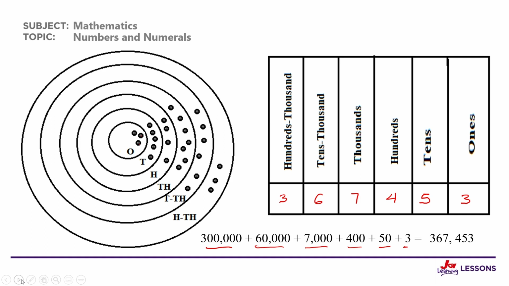We said 3 are under hundreds of thousands, which is 300,000. 6 under tens of thousands, which is 60,000. Then we have 7 under thousand, which is 7,000. We have 400 because they are 4. We have 50 because they are 5 in tens, and then we have 3 in ones, making 3. So when you put all of them together, we are having 367,453. Very good. Let us move on.